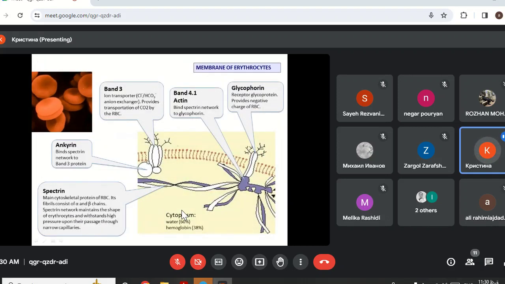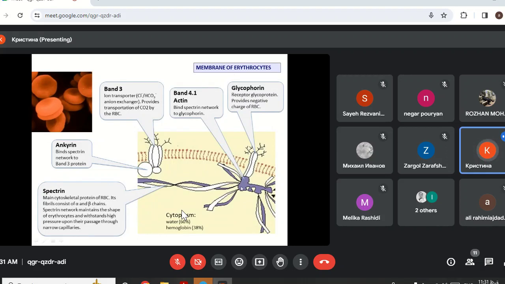And finally, we have the proteins which connect spectrin to transmembrane proteins, and these anchoring proteins are ankyrin and band 4.1 and actin proteins. Ankyrin binds spectrin to band 3.